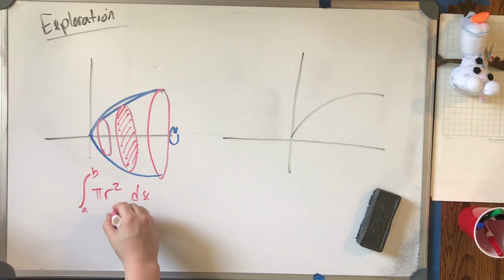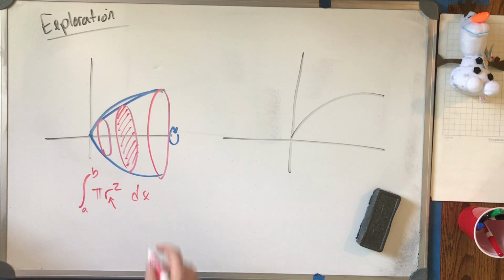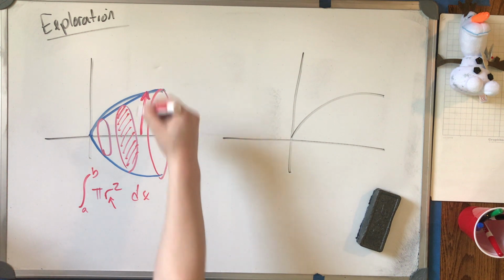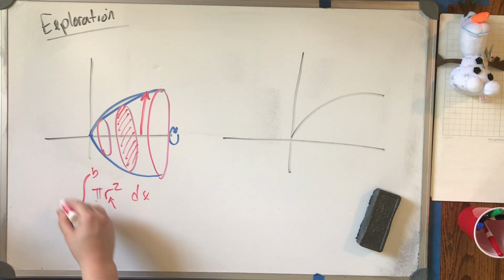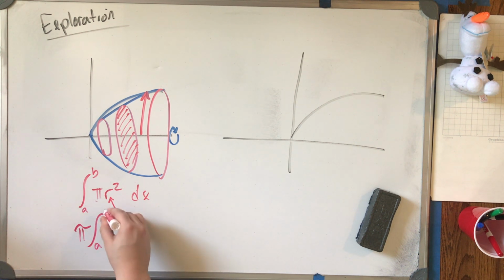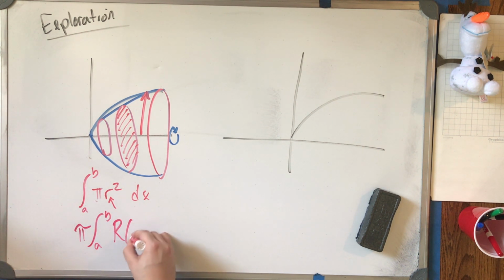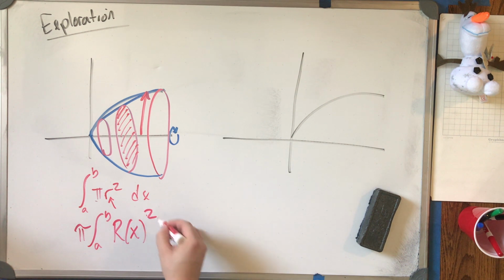Now it's really important that we note that the radius in this case needs to be a function of x, okay? So what we typically do is we rewrite this. We'll move the pi outside because it's a constant. We have a to b, and then I'll have some sort of radius with respect to x, and that is squared, dx.